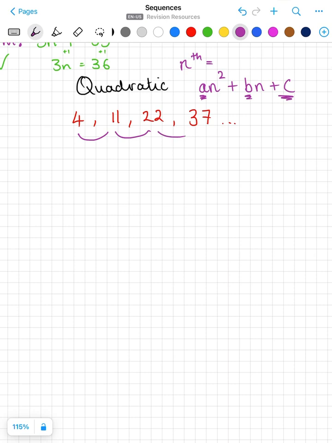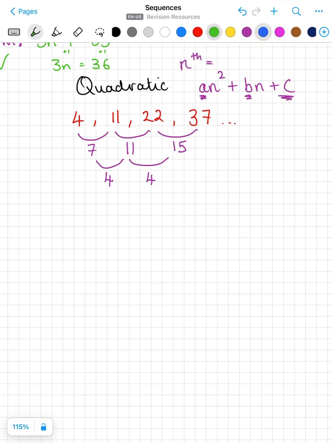We start by finding the difference between the terms. 11 minus 4 is 7. 22 minus 11 is 11. And 37 minus 22 is 15. What we notice here is that all of these differences are different. So we go for the differences between those. 11 minus 7 is 4 and 15 minus 11 is 4. So with quadratic sequences, it's the second difference, the difference between the differences, that are the same.